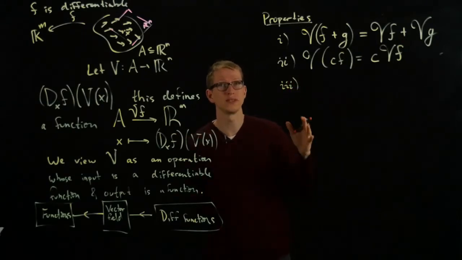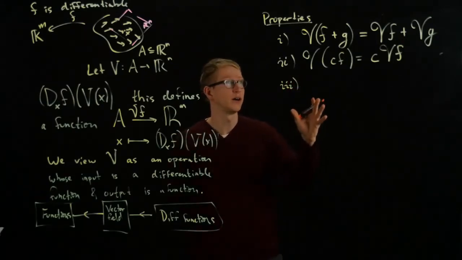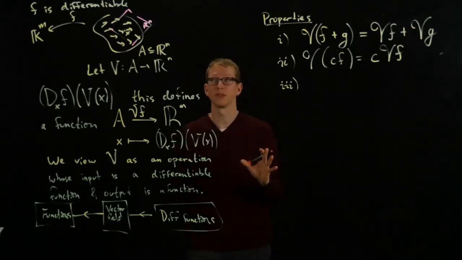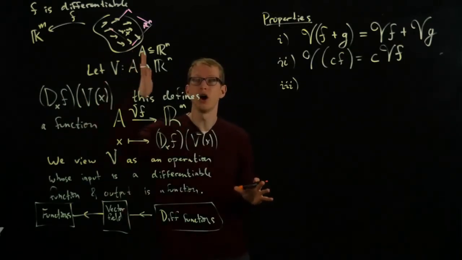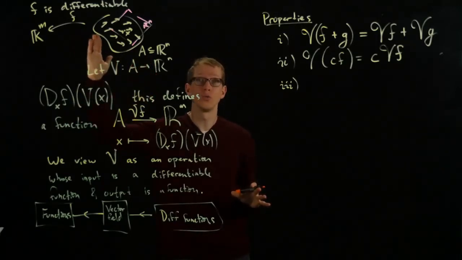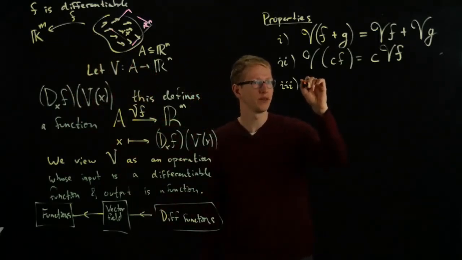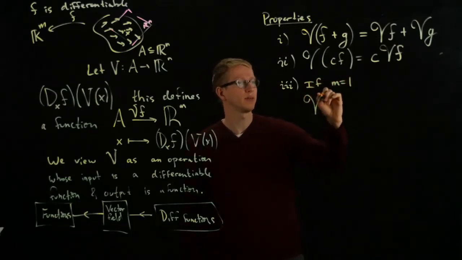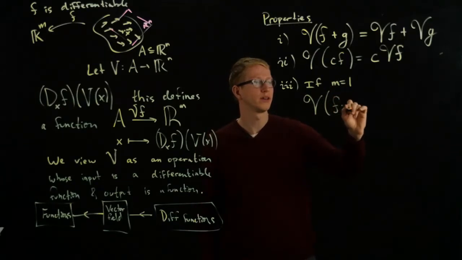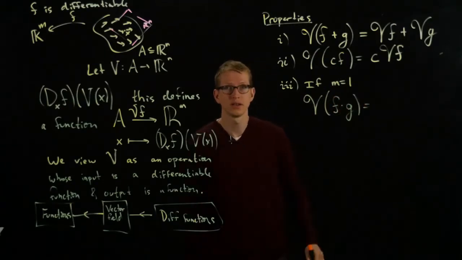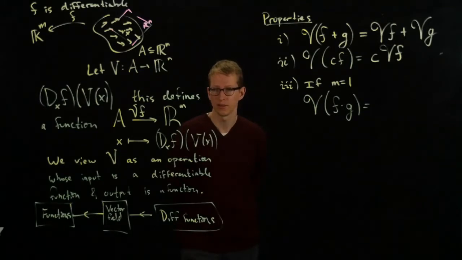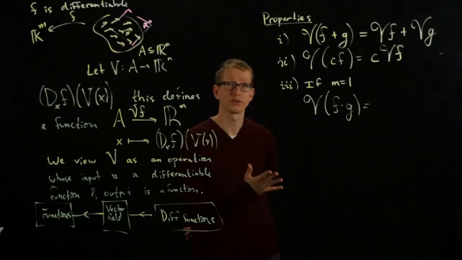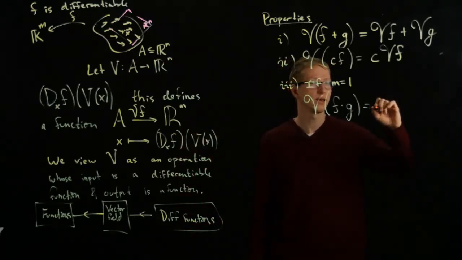So these are sort of the linear properties of applying vector fields to functions. Something incredibly special happens when I have functions from Rn to R1. So if m equals 1, and I apply a vector field to the product of f times g, then maybe you can guess what you get. What happens when you take the derivative of the product of two functions? There's the product rule. So that's exactly what happens here.